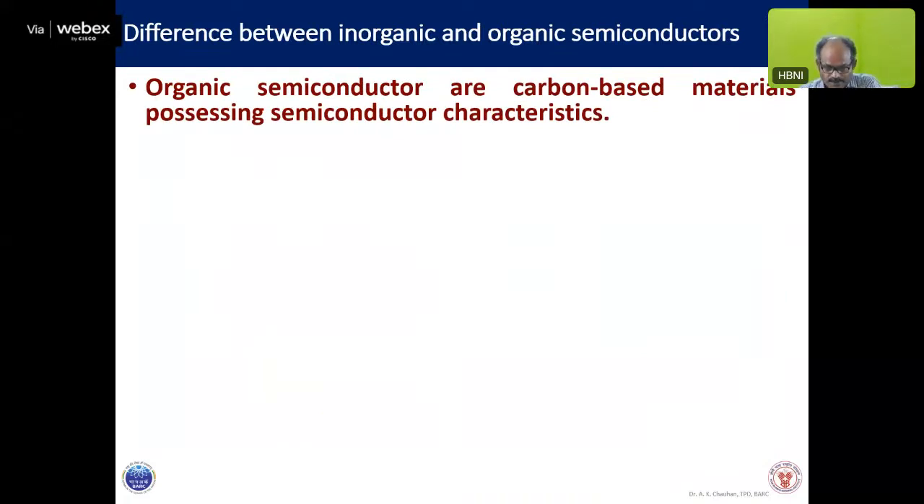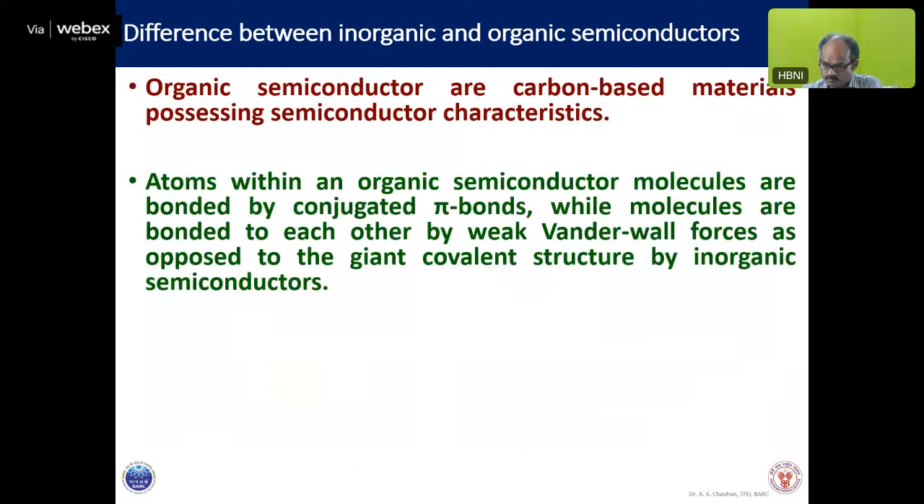So organic semiconductors are carbon-based materials possessing semiconductor characteristics. Atoms within an organic semiconductor molecule are bonded by conjugated pi bonds, while molecules are bonded to each other by weak van der Waals forces. So you have one chunk and then another chunk. They are bonded to each other by van der Waals forces. There is no actual bond.